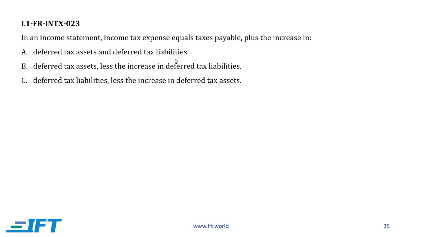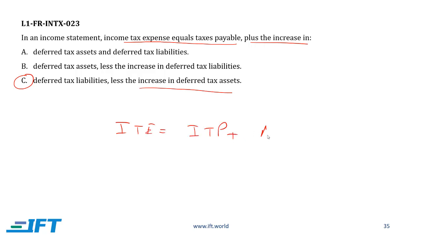Question number 23. In an income statement, income tax expense equals taxes payable plus the increase in deferred tax liability less the increase in deferred tax asset. Basically, income tax expense equals income tax payable plus change in net deferred tax liability. So what is your net deferred tax liability? Deferred tax liability minus deferred tax assets.